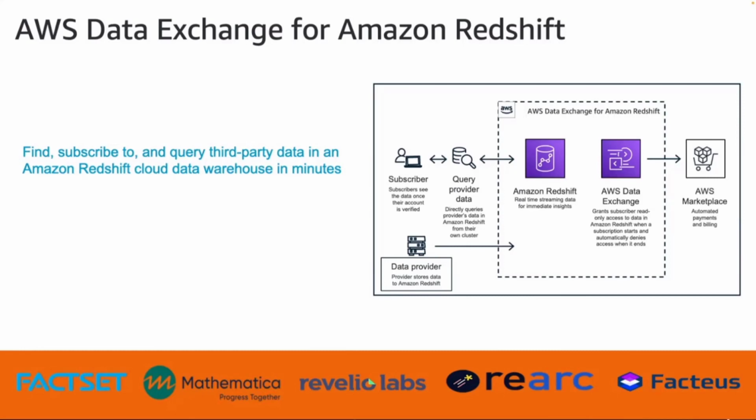You can see a summarized diagram of how AWS Data Exchange for Amazon Redshift works on the slide here. The provider stores the data in their Amazon Redshift cluster. Subscribers will subscribe to the data via the AWS Data Exchange service. Once the subscription is approved, the subscribers are able to query the provider data from their own Redshift cluster. The subscriber is able to access the data for as long as the subscription is active. Once the subscription expires, they are denied access to the data, and all of this happens automatically. Note that AWS Data Exchange integrates with AWS Marketplace to automate payments and billing to simplify the licensing process.